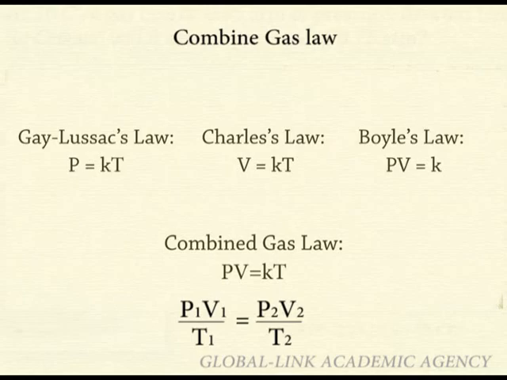Take an example. 12 liters of nitrogen at 300 Kelvin and a pressure of 1.2 Pascal is compressed to a volume of 6 liters and its pressure is 3 Pascal. What is the temperature in Celsius? Write the combined gas law or the equation of state. P1V1 over T1 is equal to P2V2 over T2.